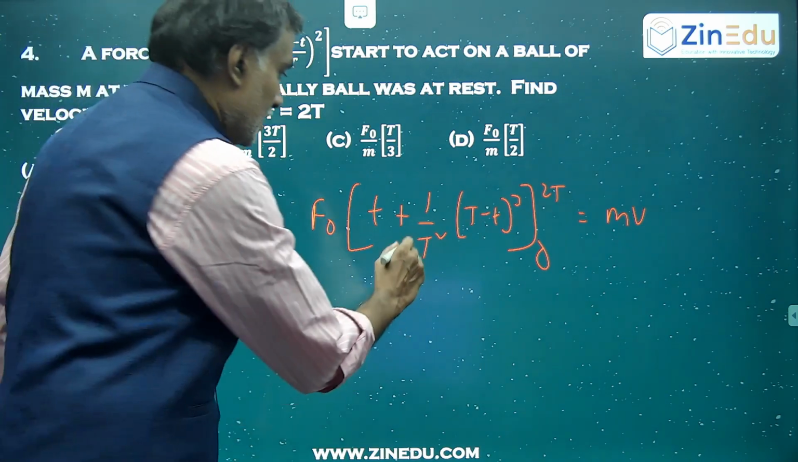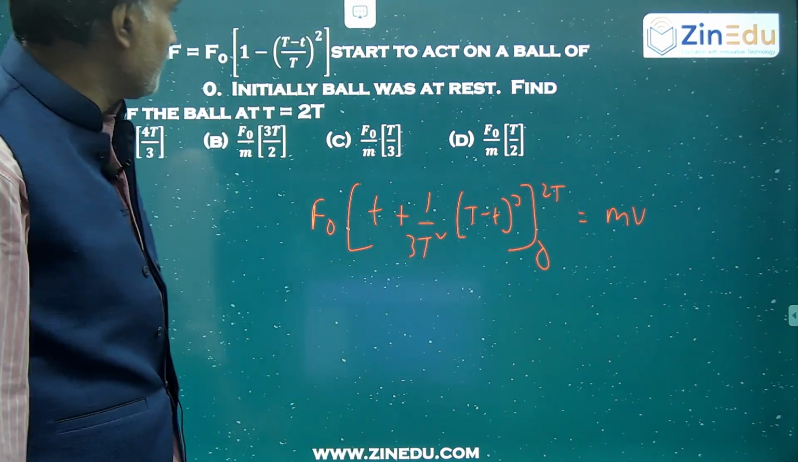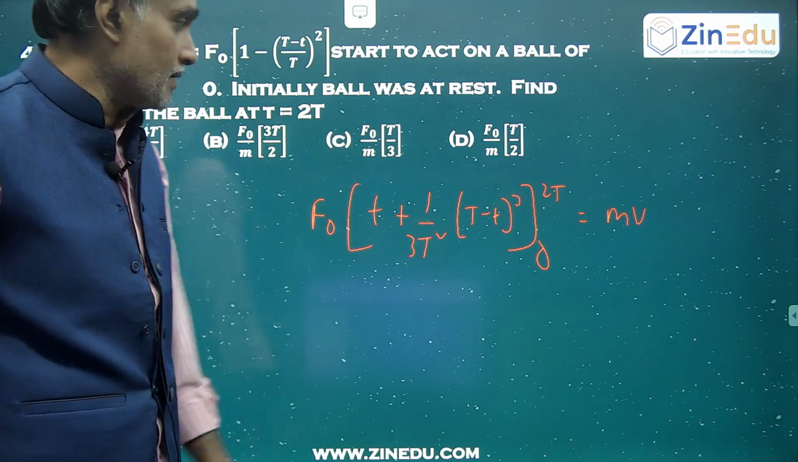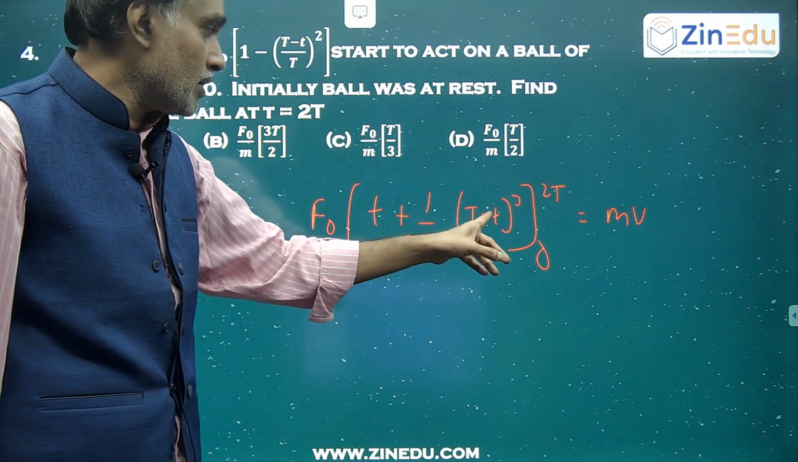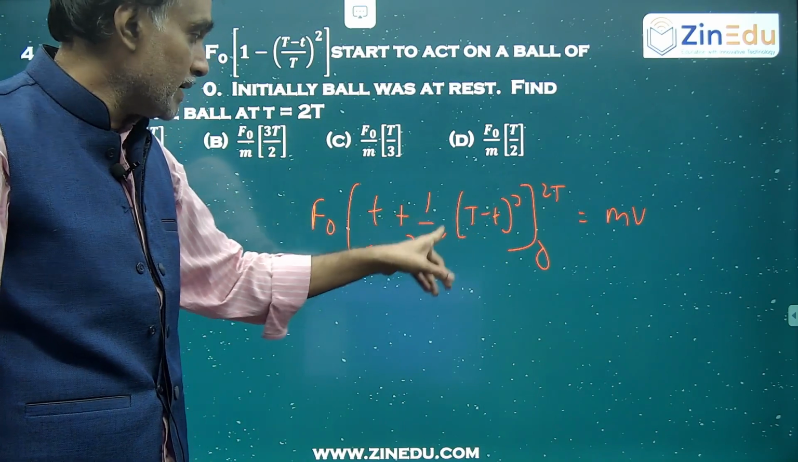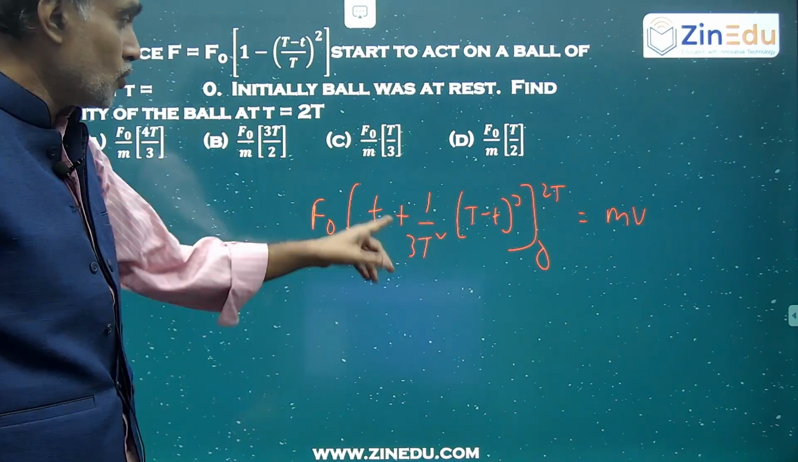By 3 I did. Integrate, what do you get? Minus t whole by 3. Here what do you get? Minus t whole cube. Minus t here. Okay.